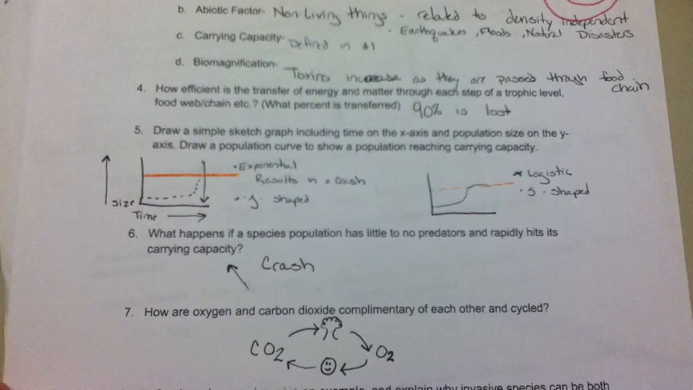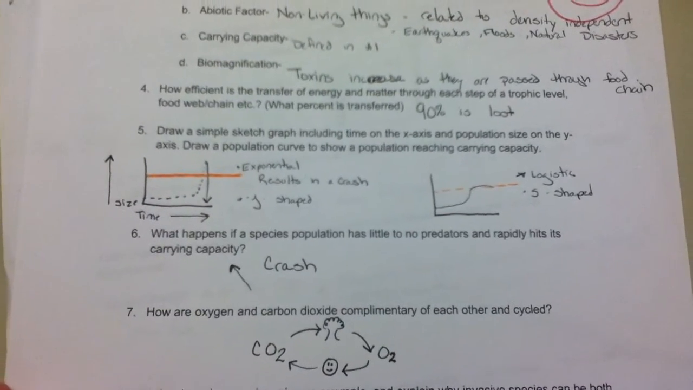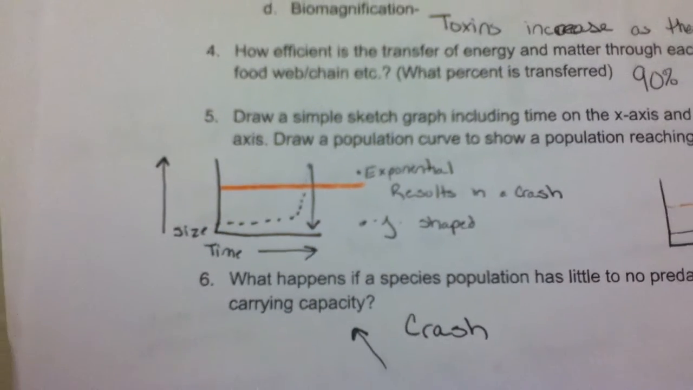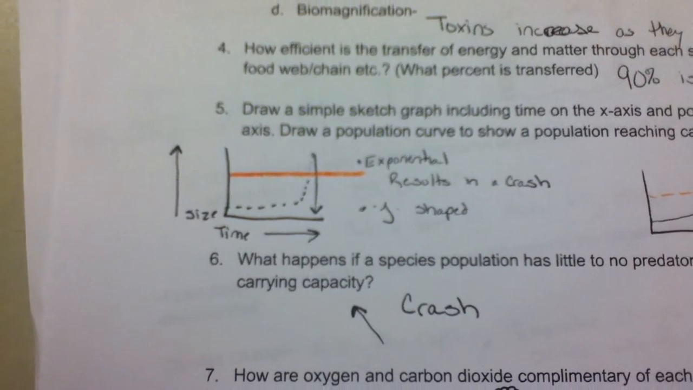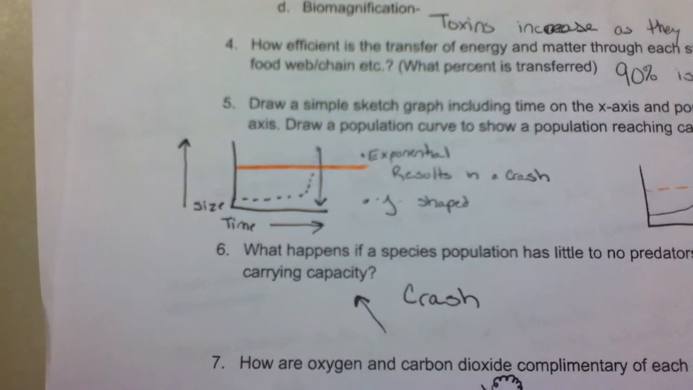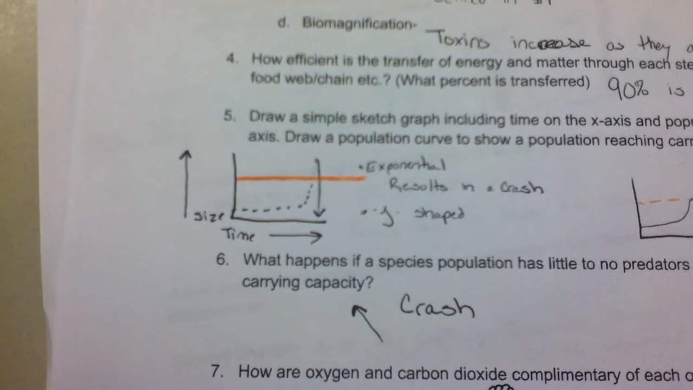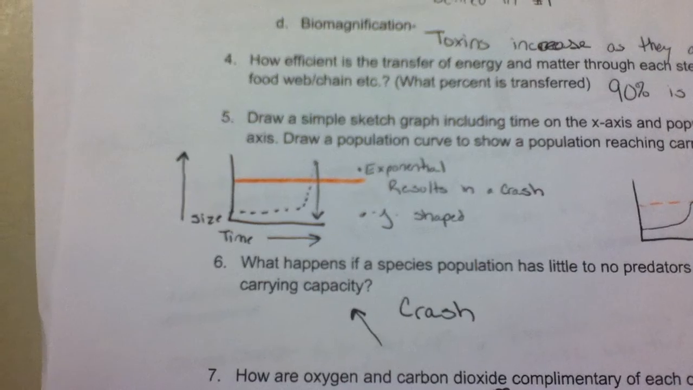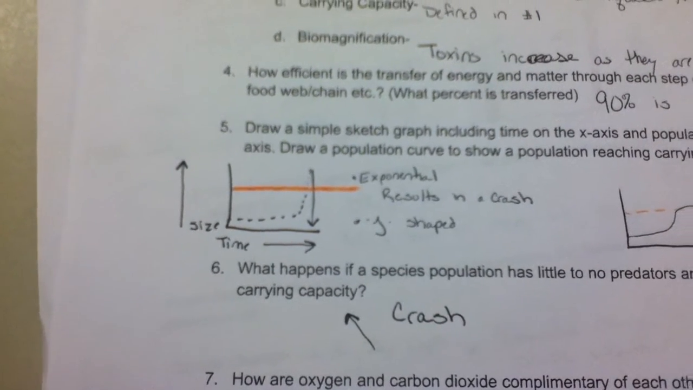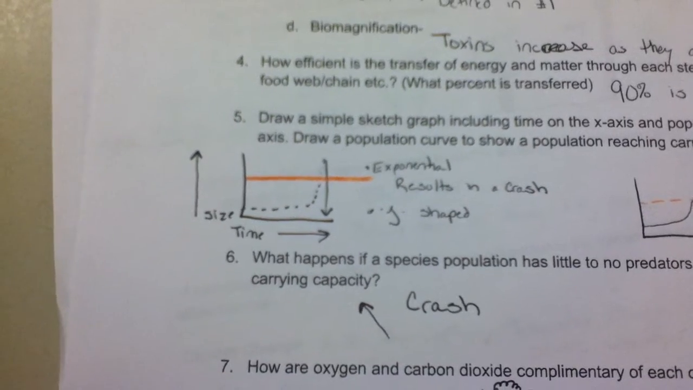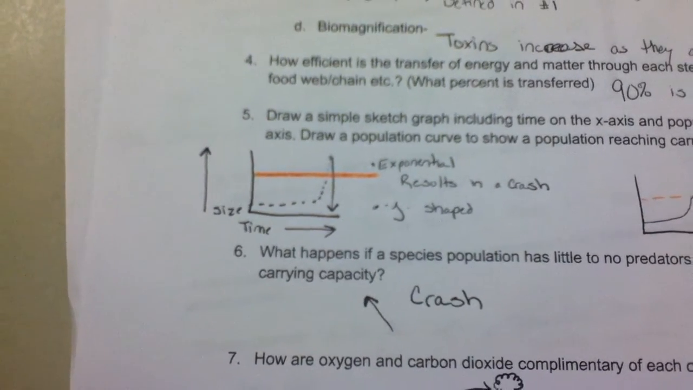Draw a simple sketch to show the different population growth curves. Here is your exponential growth curve. It's J-shaped. Okay, it's where the population size is doubling with each generation, and it's inevitably going to lead to a population crash because you're going to run out of resources for the entire population. You'll have used everything up.